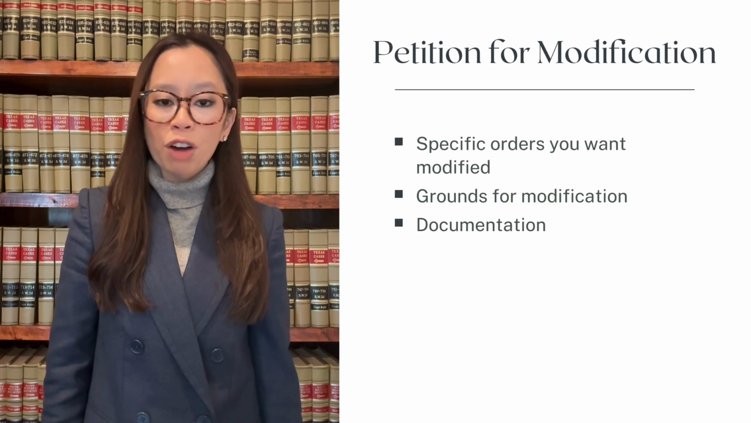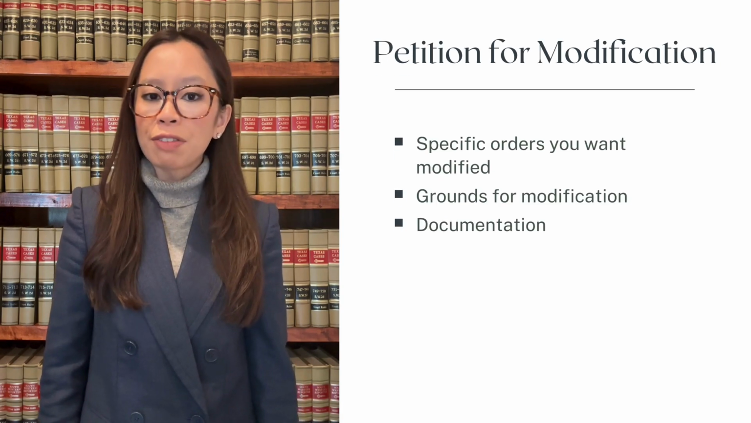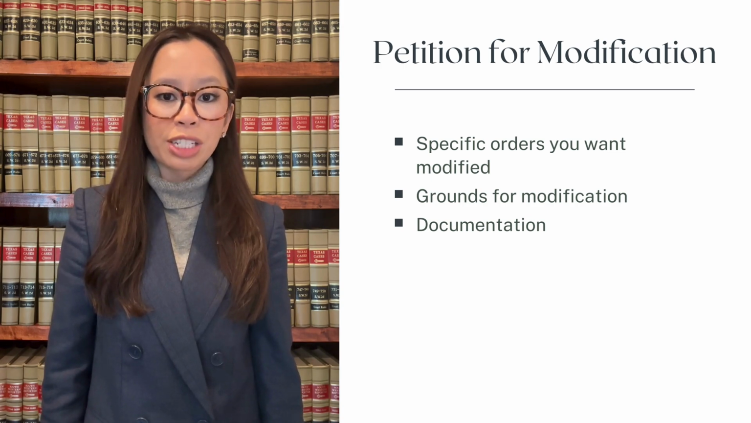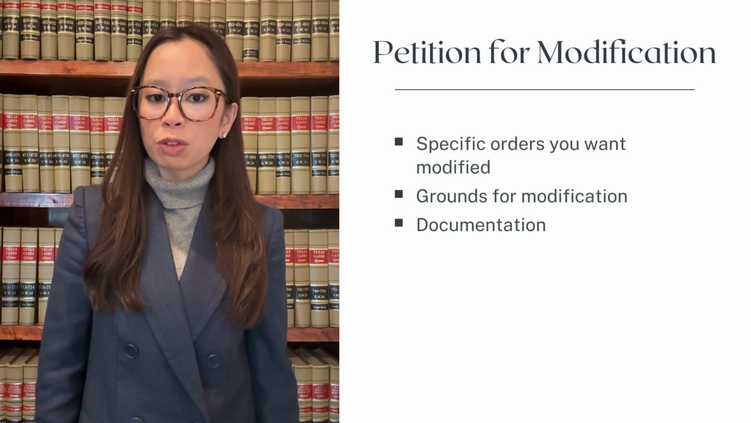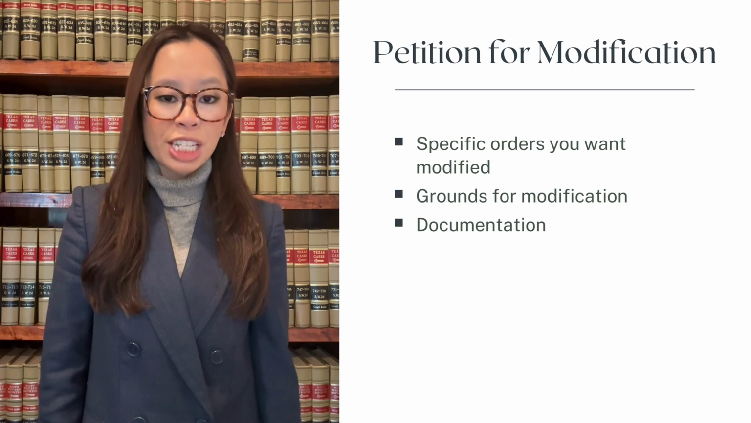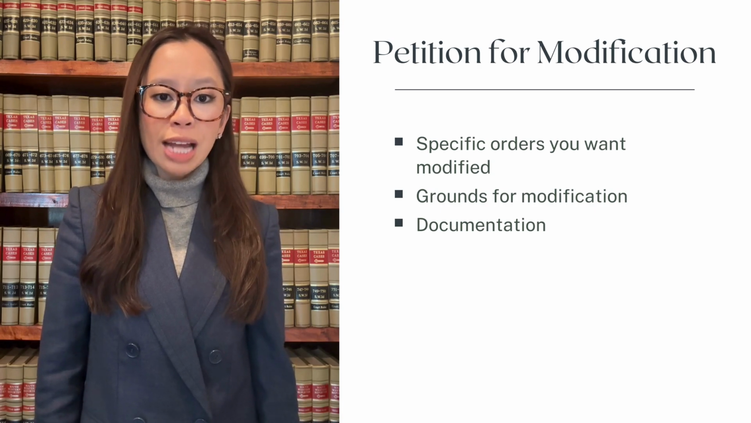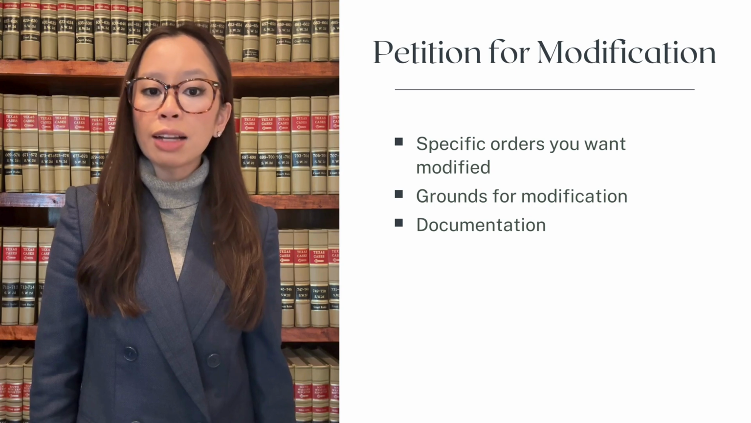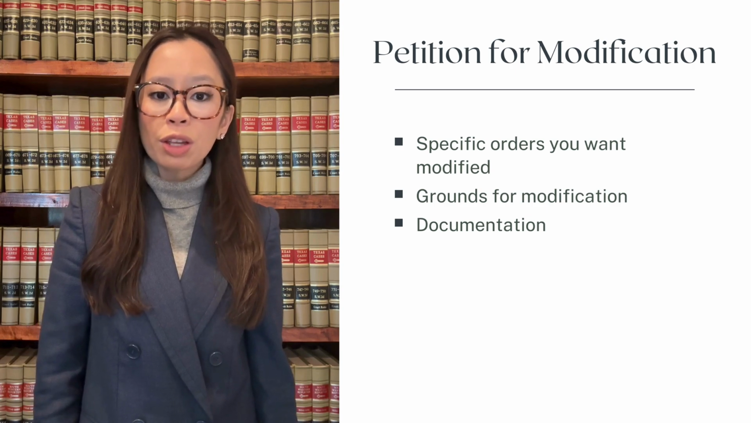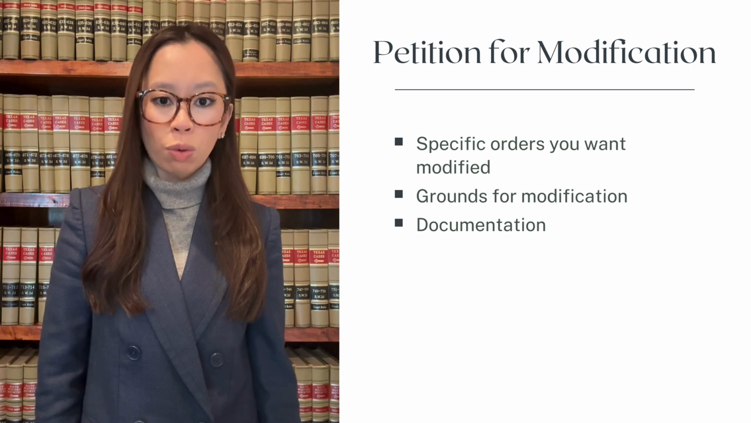Filing and navigating the modification process. Now that we've covered the types of modifications and the legal standards, let's talk about how to actually go about filing for a modification of your divorce orders in Texas. The petition for modification. The first step in requesting a modification is to file a petition for modification with the court that issued the original divorce orders.